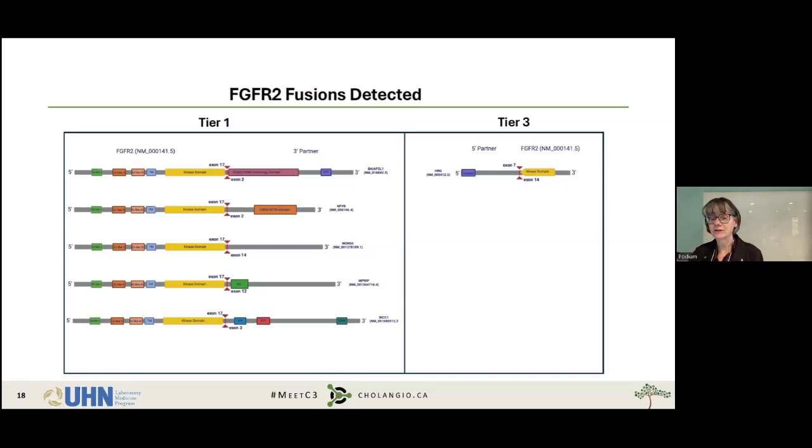The one on the other side, though, you'll see there's no exon 17 to be seen. The break was in a different place. There is no tyrosine kinase domain in there. It's still an FGFR2 fusion, but it's not a fusion that you would expect to actually respond to therapy.